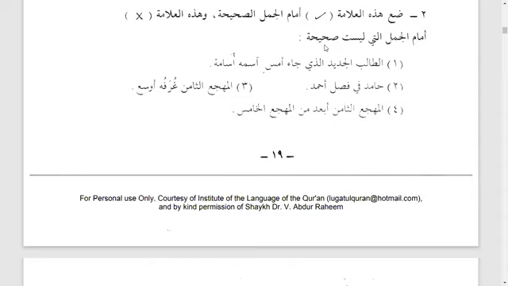All right, الطالب الجديد الذي جاء أمس اسمه أسامة. Okay, صحيح. So is it sahih or غير صحيح? صحيح. All right, so his name is Osama. Excellent. Number 2, yes, Abdurrahman, can you please read number 2? حامد في فصل أحمد. Excellent. Hamid is in Ahmed's class.